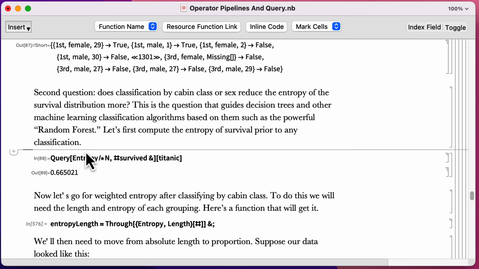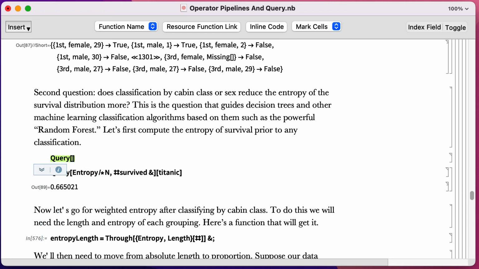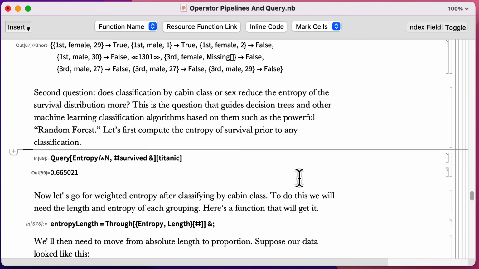I guess it would be a nice thing. Let's get the entropy of everybody. Right, I'm sorry, I just did. I just got the entropy of everybody. I didn't group anything yet. Sorry.